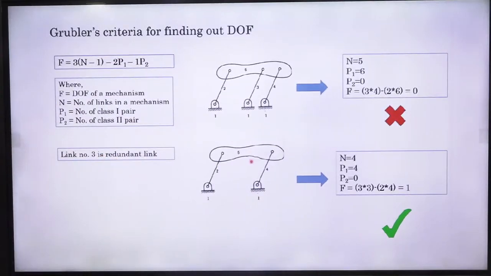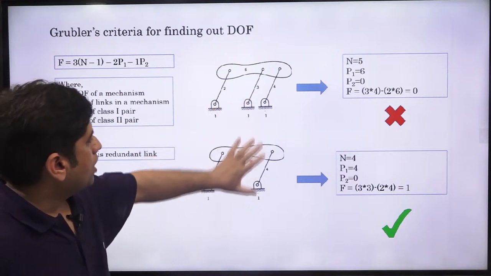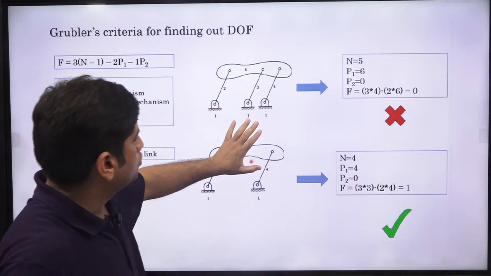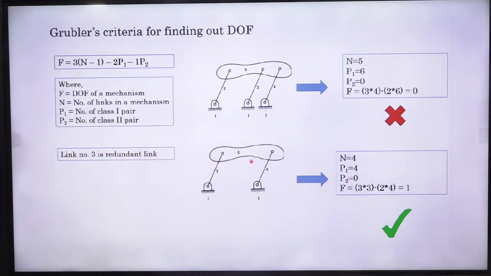Do this question now. How many number of links? I'm not talking about this, I'm talking about this. 1, 2, 3, 4, 5. Looks like there are five links here.